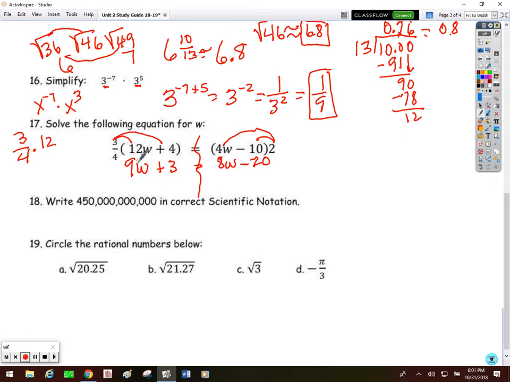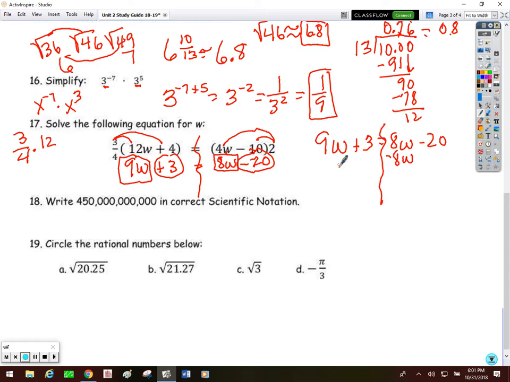Okay. So if I have box, circle, box, circle, right? Okay. So we're going to do that. All right. So I'm going to come right over here and write this again. So 9W plus 3 is equal to 8W minus 20. All right, so now let's move some things around. So if I subtract the 8W to get the variables on one side, I have 1W plus 3 is equal to, this is gone, -20.